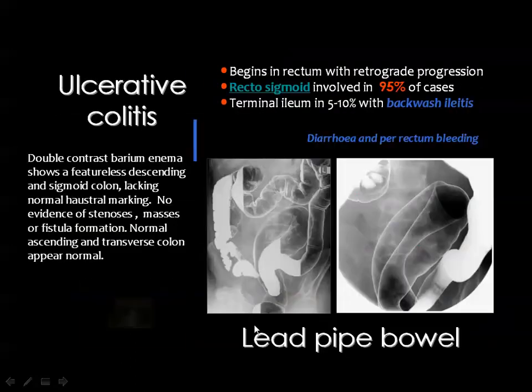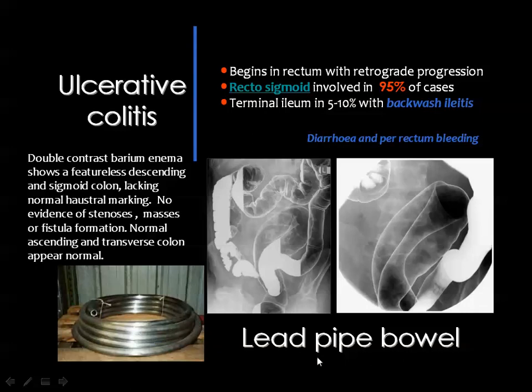thrombotic complications. Then many of you remember this lead pipe appearance of the bowel, and by the development of ulcers and inflammation and fibrosis, you get effacement of the haustra, and the colon will be like the tube or the lead pipe with no haustra, and the walls are almost parallel to each other. And you know, this ulcerative colitis is particularly common in the left side of the colon, affecting the rectosigmoid area in about 95% of the cases.